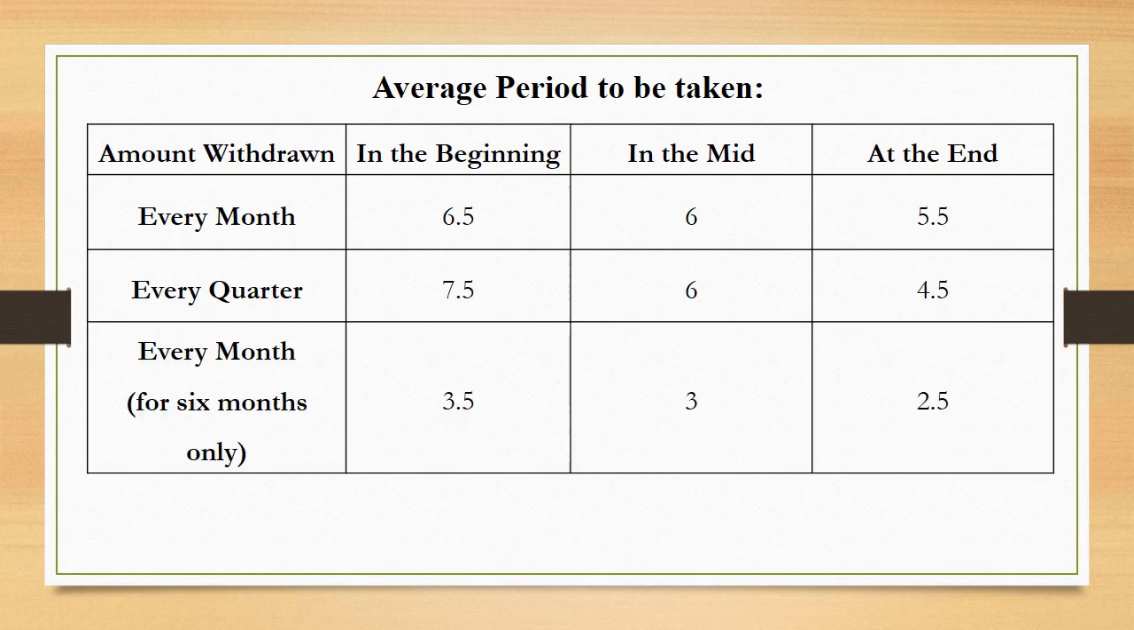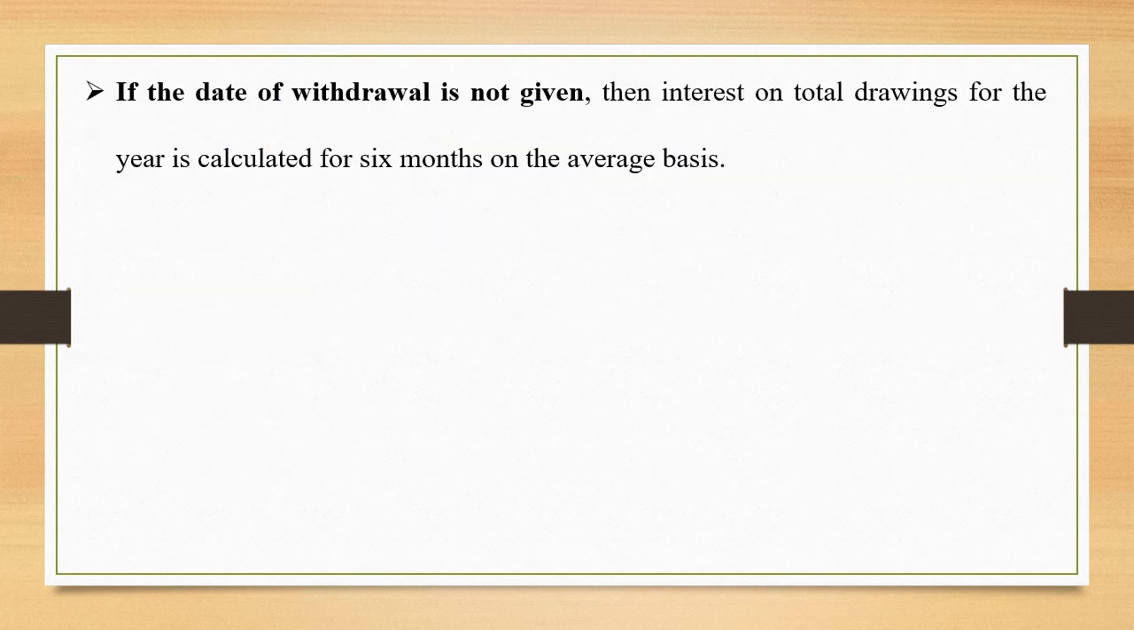The amount is withdrawn every month but for 6 months only. The average period you can see there, it is 3.5, 3 and 2.5 respectively. If the date of withdrawal is not given, then interest on total drawings for the year will be calculated for 6 months on the average basis. If it is a period of 12 months, then only the average period of 6 months to be taken, right? If the date of withdrawal is not given.